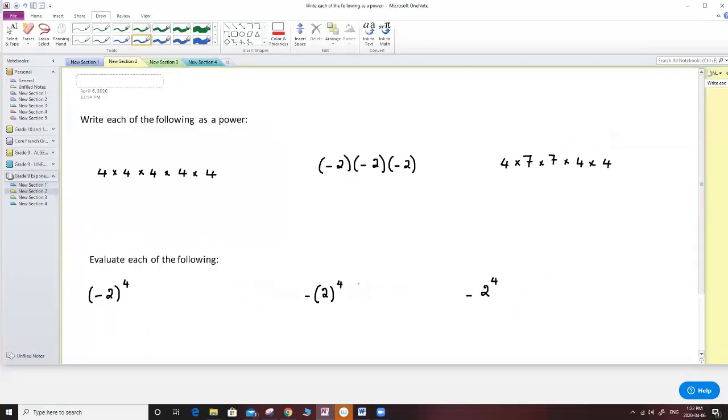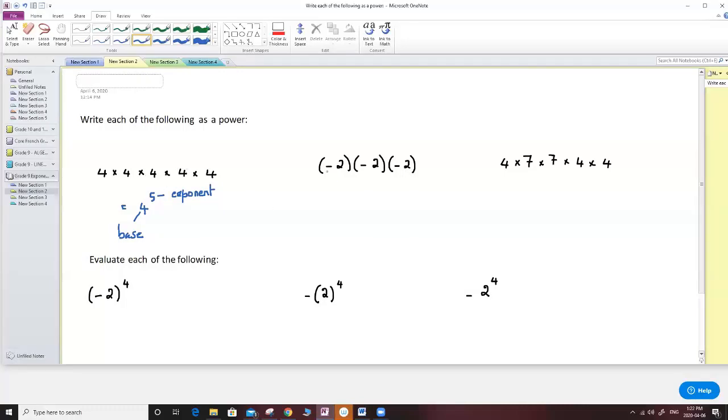Next, write each of the following as a power. So we need to transfer these problems and write them as a power. You can see here the 4 is repeated and multiplied by itself how many times? 1, 2, 3, 4, 5. That means this is right away 4 to the power of 5. The 4 is my base and the exponent is 5. Why? Because I repeated it 5 times.